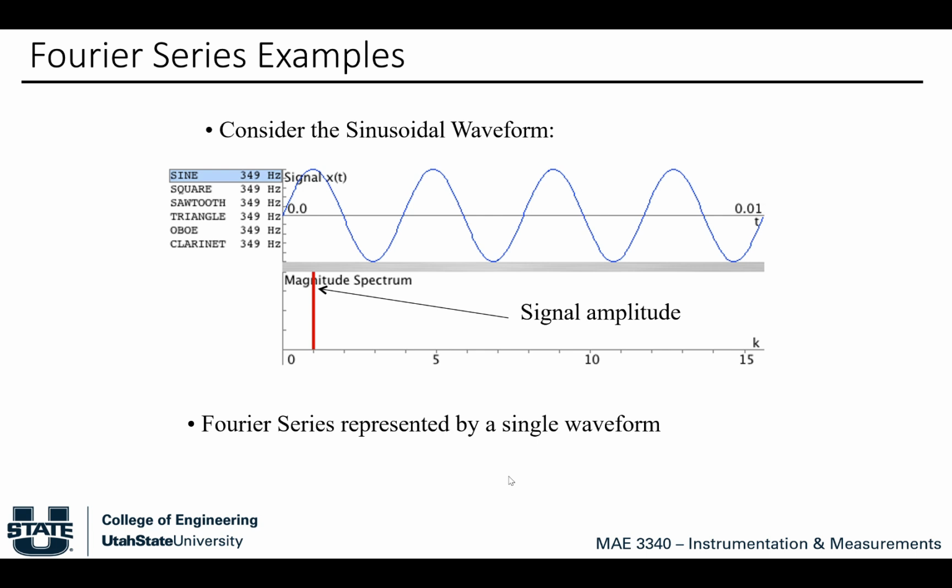So if we look at a sinusoidal waveform, that's pretty simple. We've got 349 hertz. And as we run this 349 hertz through a Fourier transform, the spectrum that we get in the frequency domain shows that we have only one frequency present, and that one frequency is 100% of the magnitude of what's coming in. It's a pure sine signal.